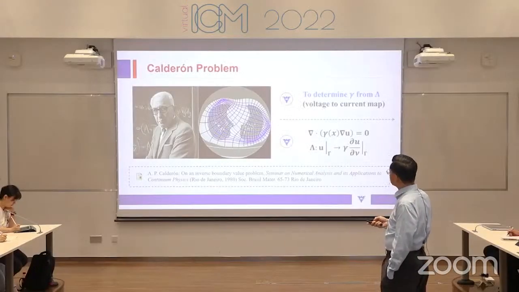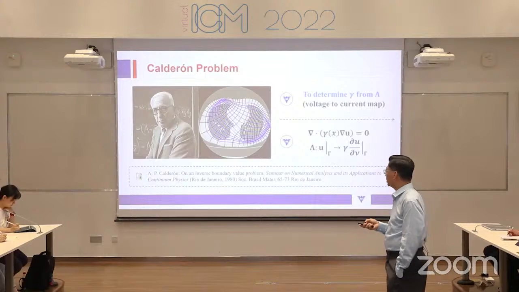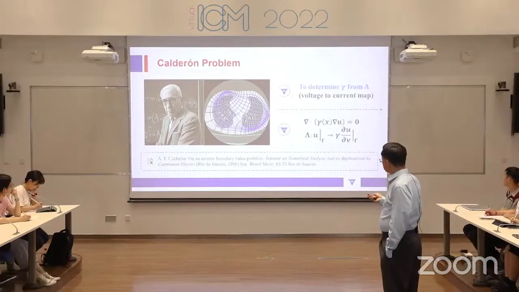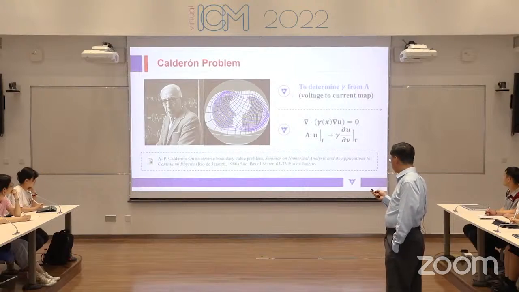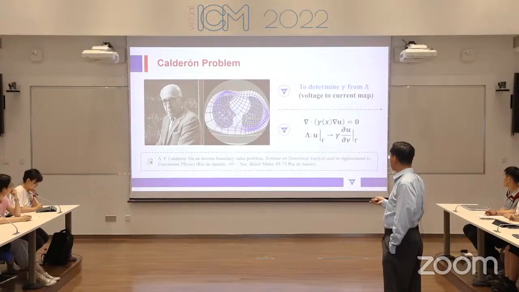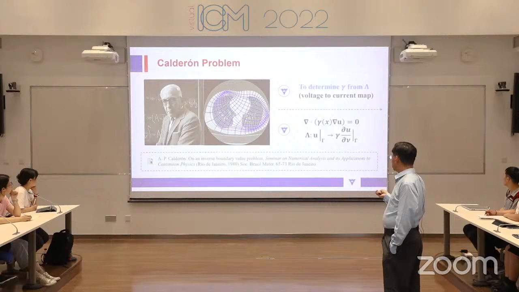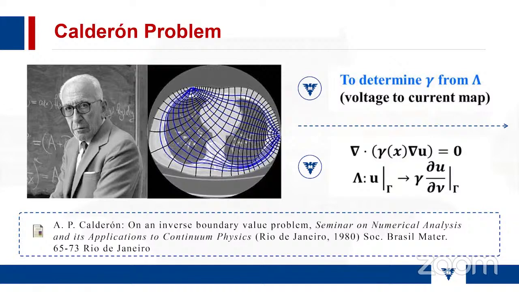So another problem I'd like to mention is the celebrated Calderón problem. The original problem was posed by A.P. Calderón in 1980. It's a very short paper, and it's a very interesting problem. So what you have is what we call the EIT problem, the electrical impedance tomography problem.